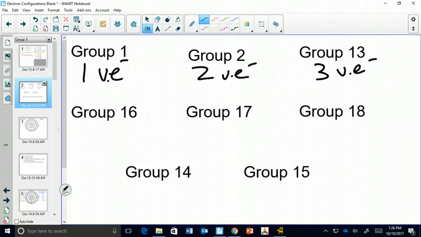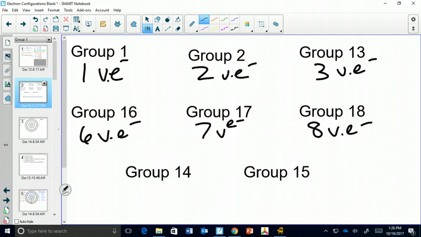How many valence electrons does group 16 have? 6. So 6 valence electrons. How about group 17? 7 valence electrons. Good. How about group 18? 8 valence electrons. Group 14? 4 valence electrons. Good. And group 15? 5 valence electrons. So are you with me, friends? That the group number simply tells you how many valence electrons there are.